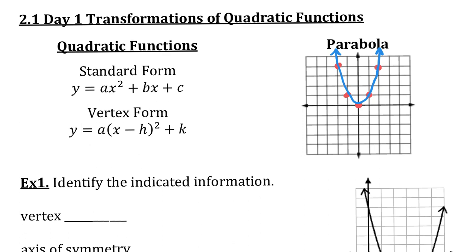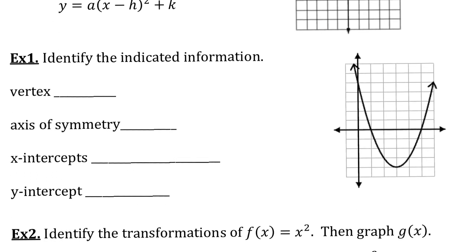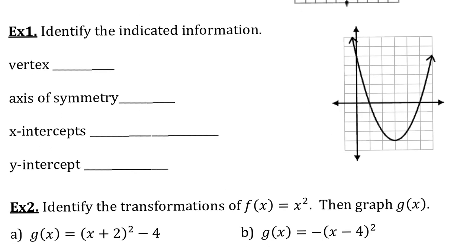Okay, so for our first example, we're just going to identify the information of the graphed parabola. So if I look at this picture over here, the vertex is right there. That should be an ordered pair. It's 1, 2, 3, comma, negative 1, negative 2, negative 3, negative 4. So (3, -4).